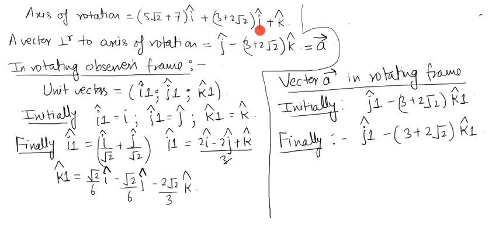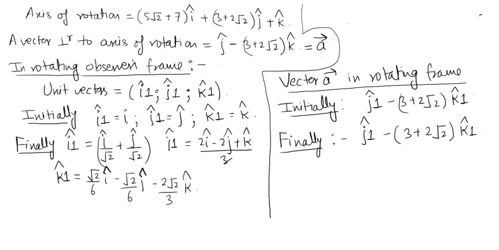So what I have done, I have replaced the coefficient of j cap and k cap, and basically I have put a minus sign here. So coefficient of k cap was 1, so I have made coefficient of j cap 1 here. So the vector which is perpendicular to axis of rotation is j cap minus 3 plus 2 root 2 k cap. So this is a vector which is perpendicular to axis of rotation.